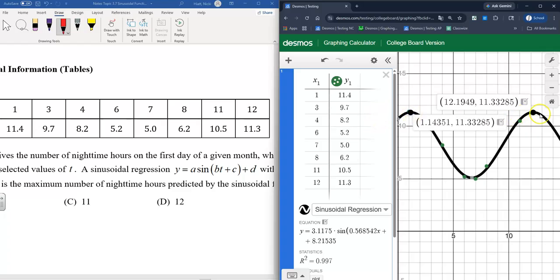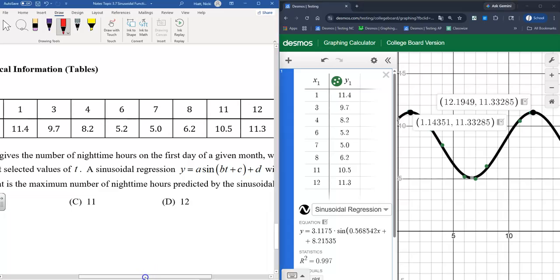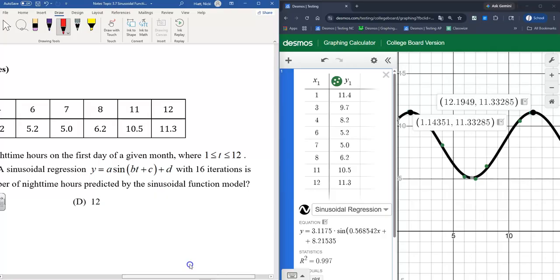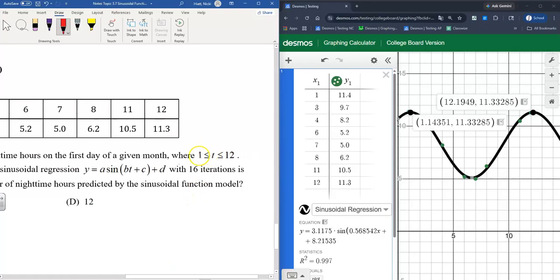Because what are we getting for our answer? Yeah, it's between 11 and 12. It's 11.33 is our maximum we're getting for our regression. And they didn't put decimals on this. This part here is really talking about your domain though for that.